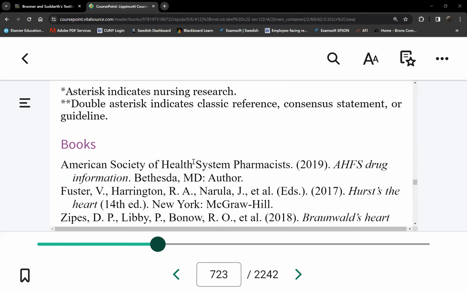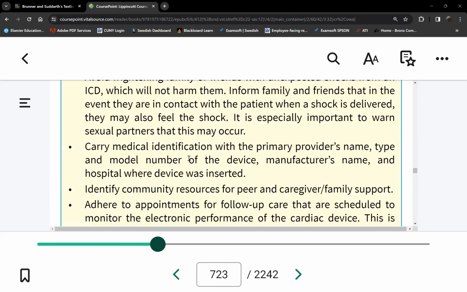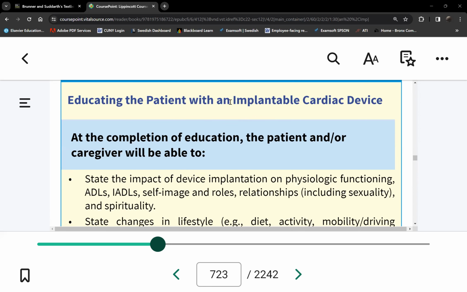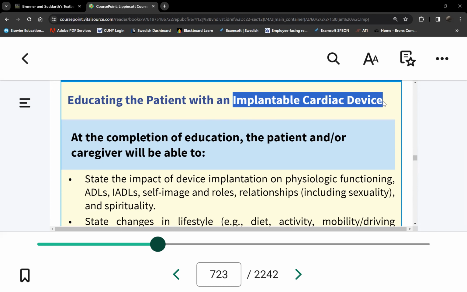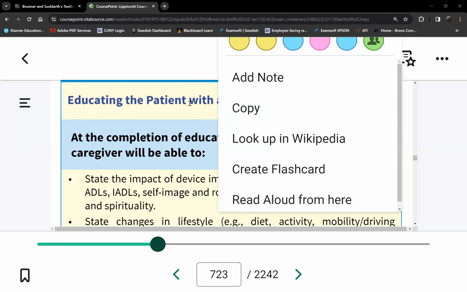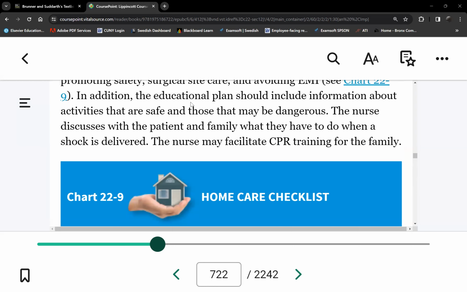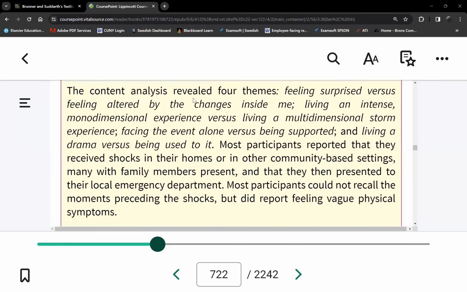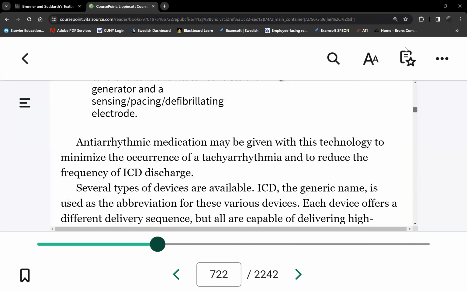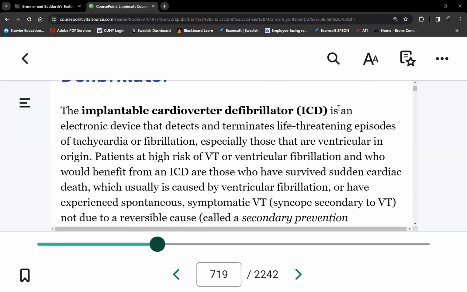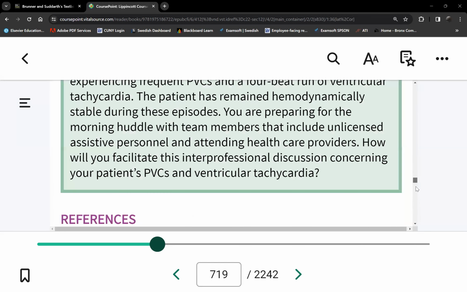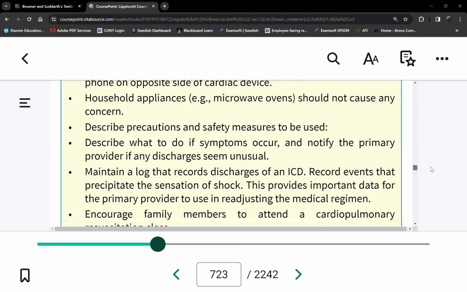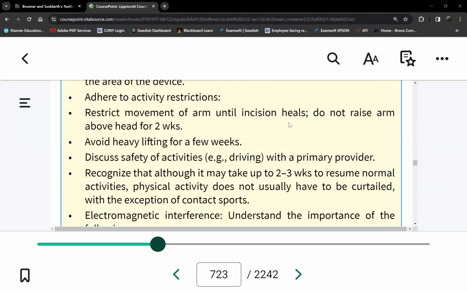ICD and pacemaker, the same teaching. Instead of this one, we just say implantable cardiac device. Remember, what was the acronym for ICD? Implantable cardioverter defibrillator. So when we say implantable cardiac device, this is referring to both a pacemaker and an ICD.